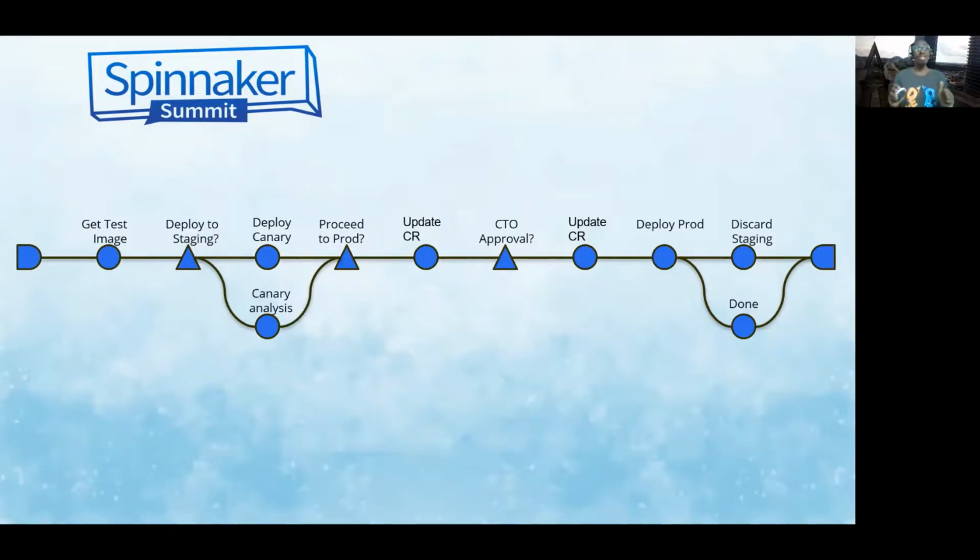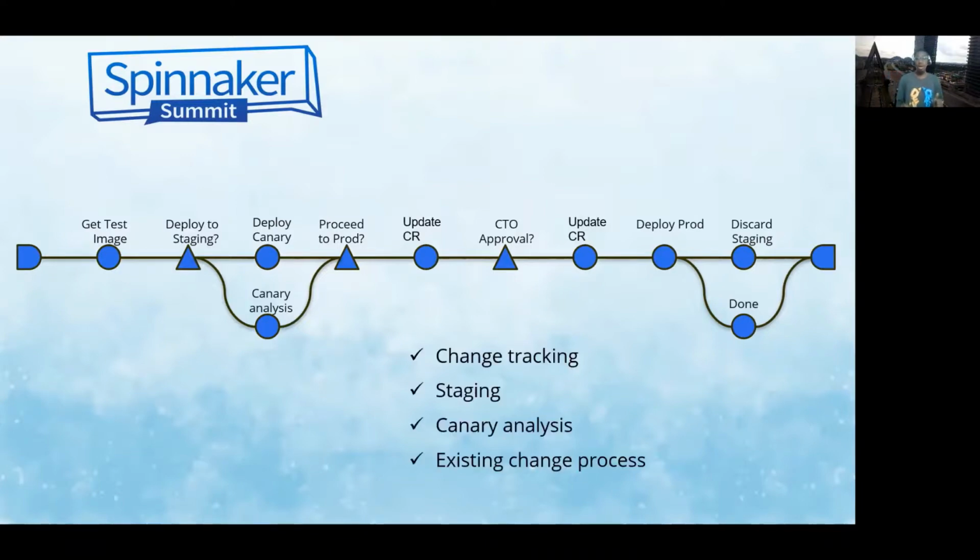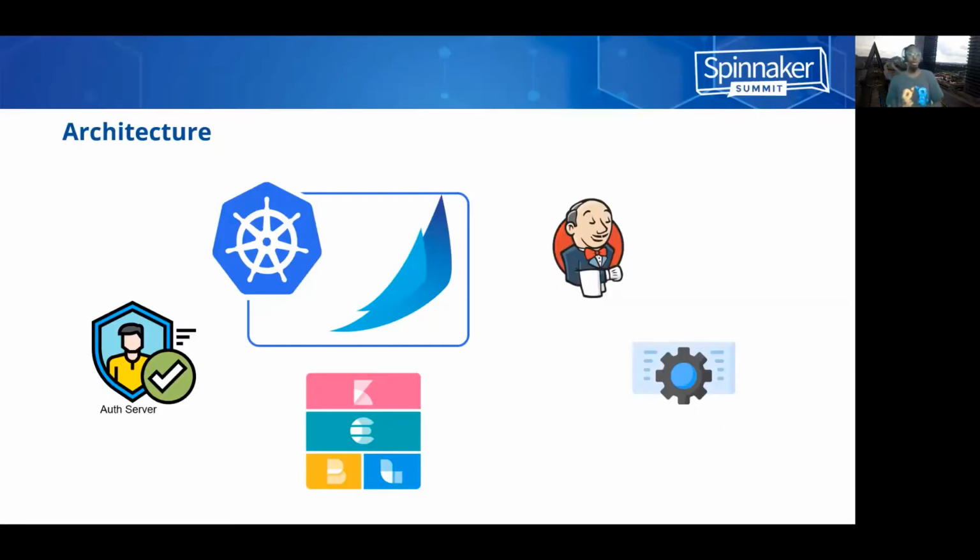We have a running Spinnaker deployment. However, although it's using our change tracking system, it has staging integrated, it has canary analysis integrated, it's already replicating the existing change management process, we still have not achieved everything on our compliance checklist.